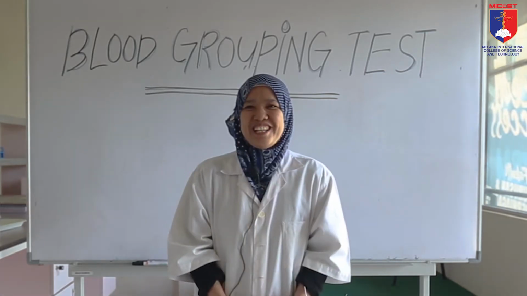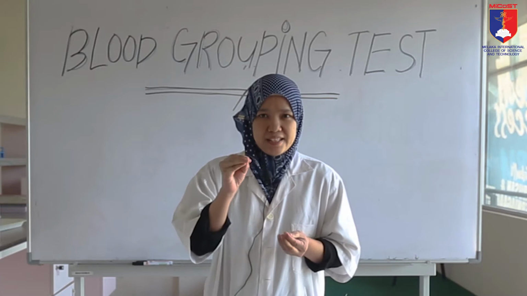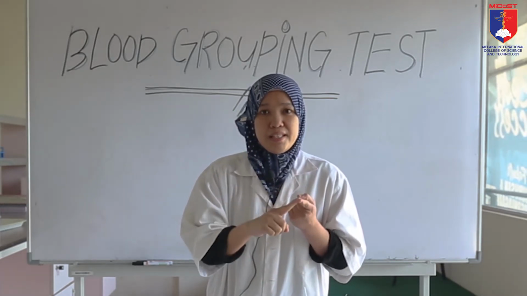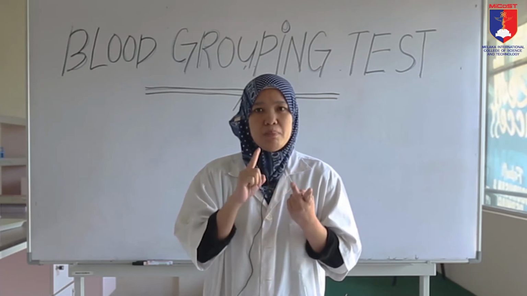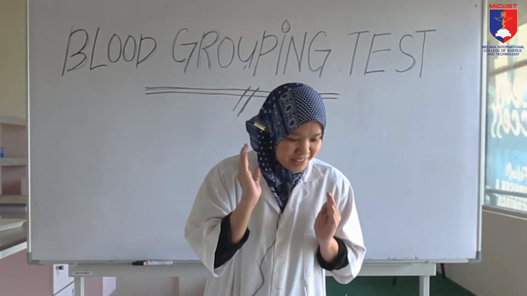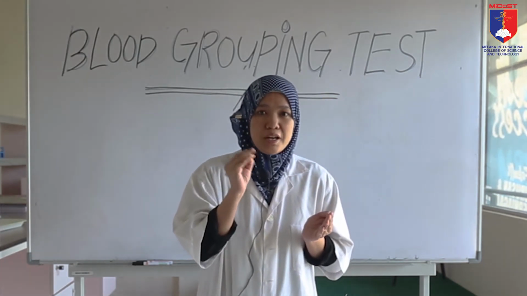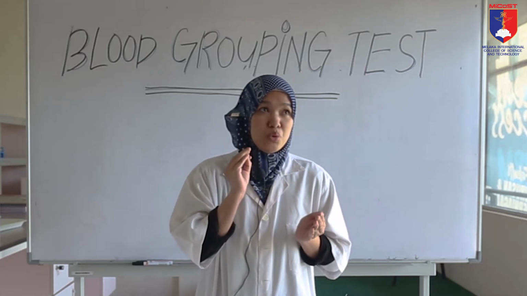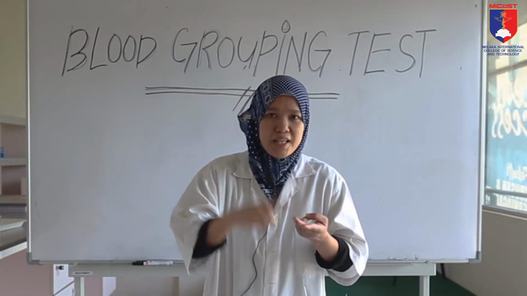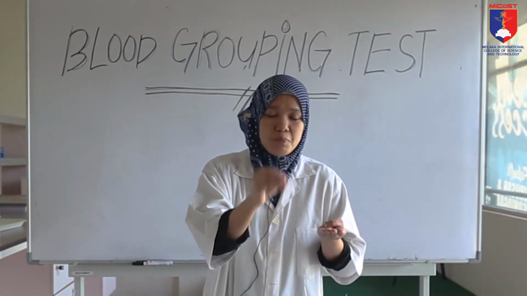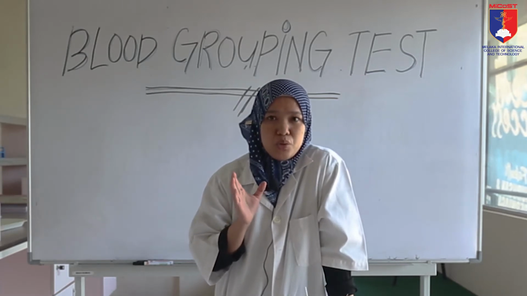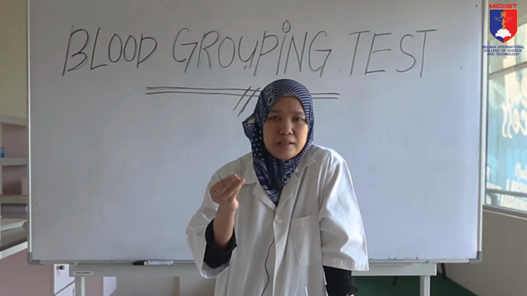In our blood we have cells, which are RBC, red blood cells, white blood cells, and platelets. In this test we will be specific to RBC, red blood cells, to know what type of blood we have, A, B, AB, or O. So today we will test red blood cells only.